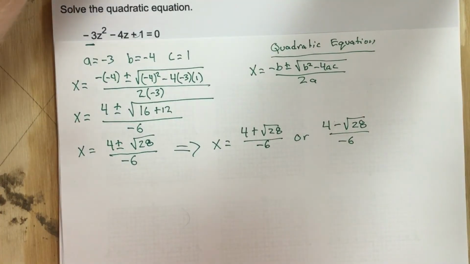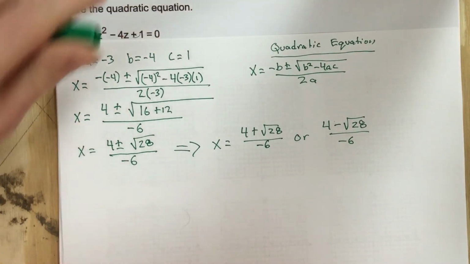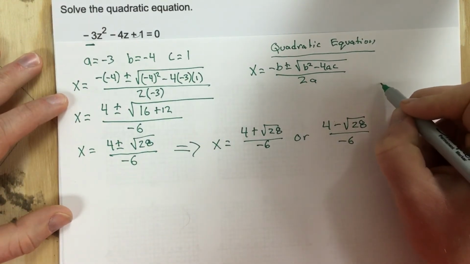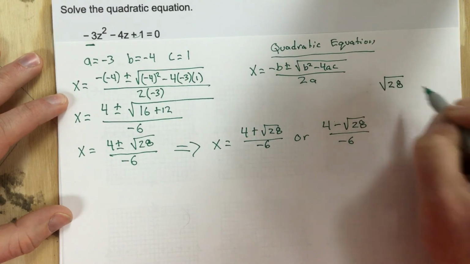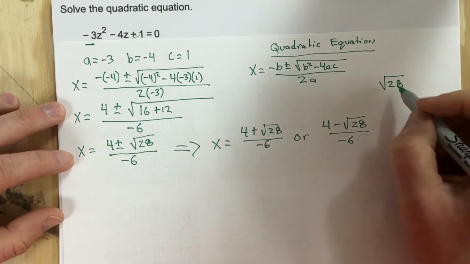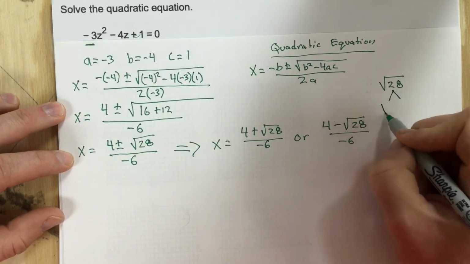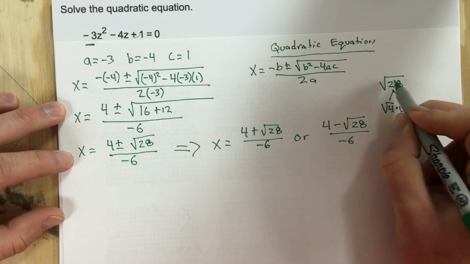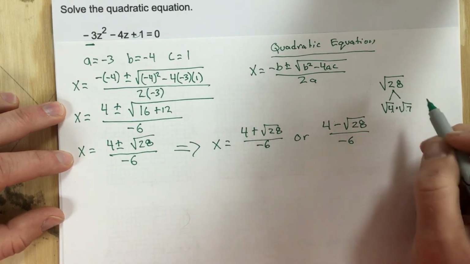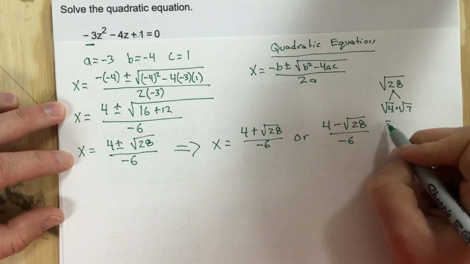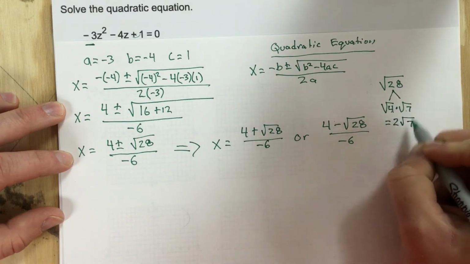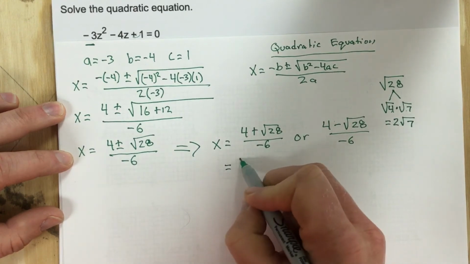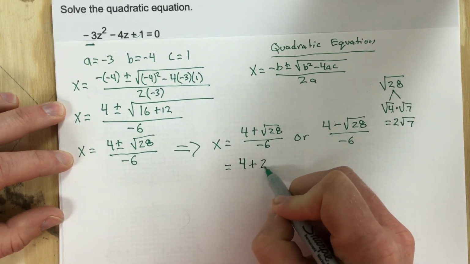Now, if you look at this root 28, we can actually break root 28 down and pull something out of this radical. We can break root 28 down to root 4 times root 7. Root 4 times root 7 is root 28, and we know that root 4 is just 2. So this ends up being 2 root 7. So root 28 is 2 root 7, so I can replace each of these with 4 plus 2 root 7.